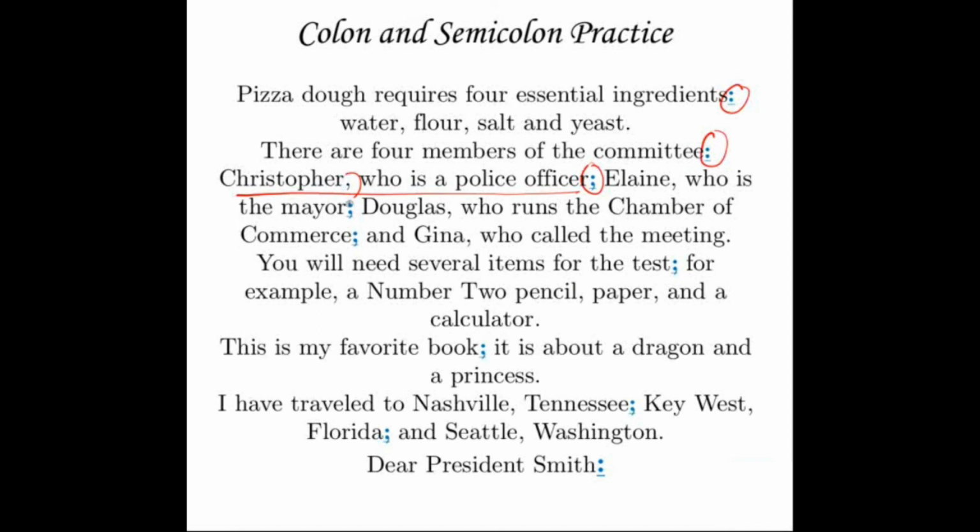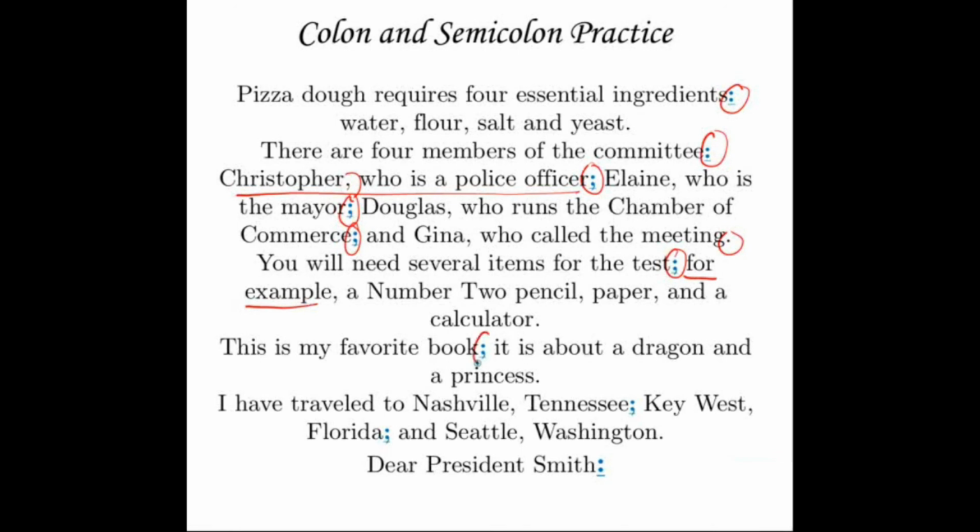Elaine, who is the mayor, semicolon. Douglas, who runs the Chamber of Commerce, and Gina, who called the meeting. And then you have a period there because it's the end of the sentence. You don't need another semicolon. Semicolons are not end punctuation. Next, you will need several items for the test. Semicolon. For example, remember that introductory phrase? Well, you use a semicolon before it. For example, a number 2 pencil, paper, and a calculator.